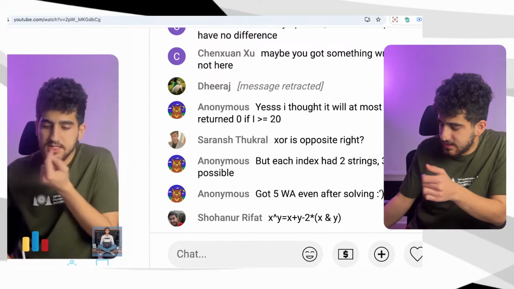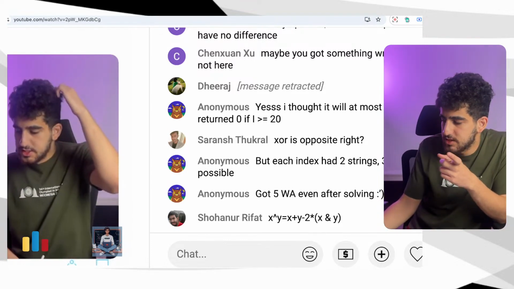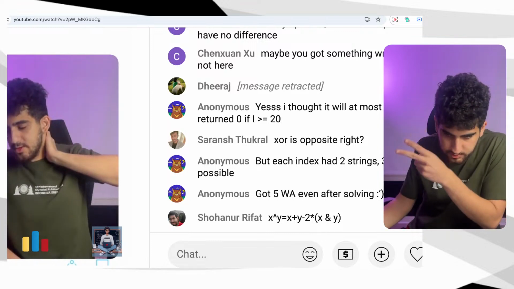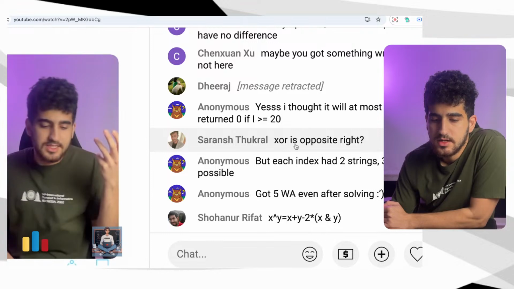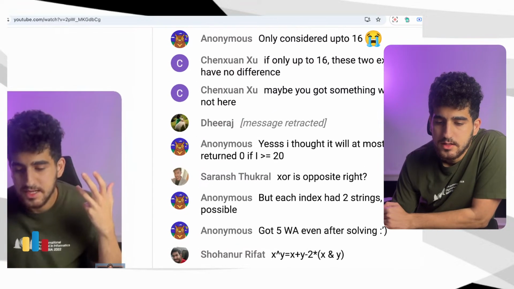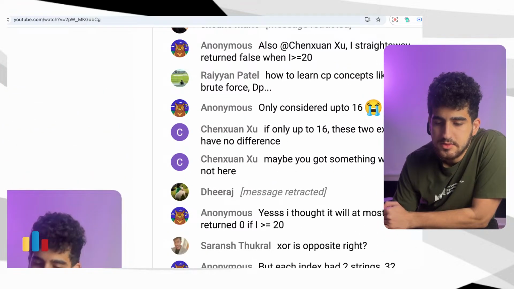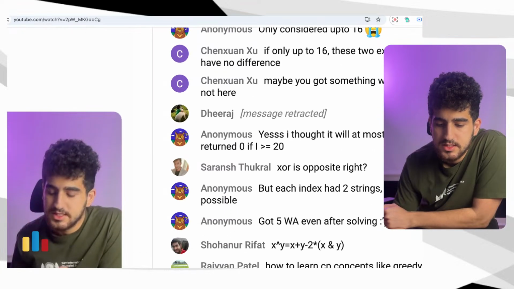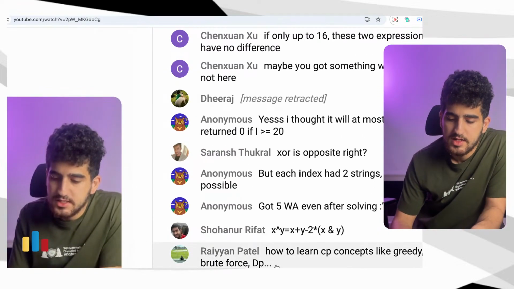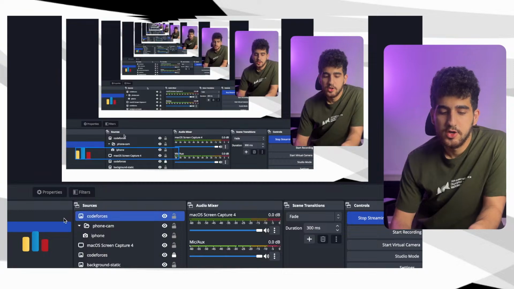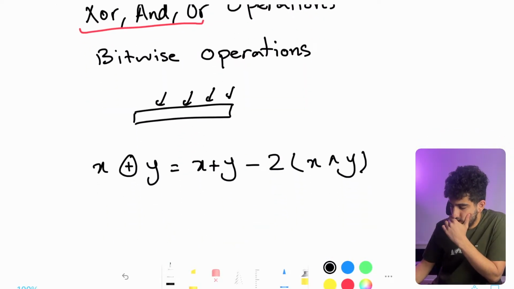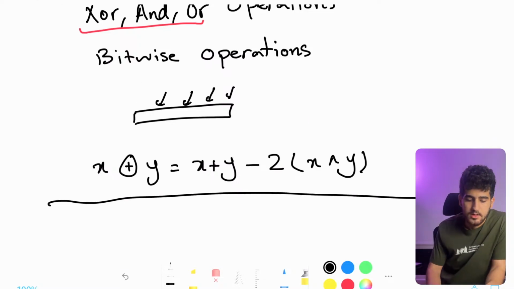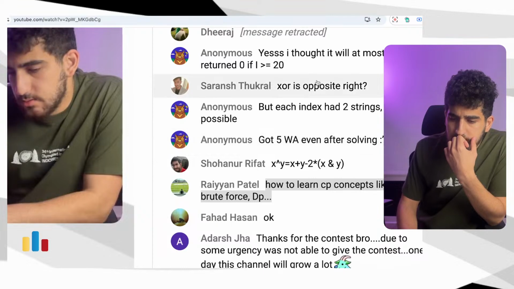Because only in the bits where both of them are 1, you added them, but you had to remove both of them. Someone asked what I mean by XOR is opposite. I will answer these questions later. This is also true.